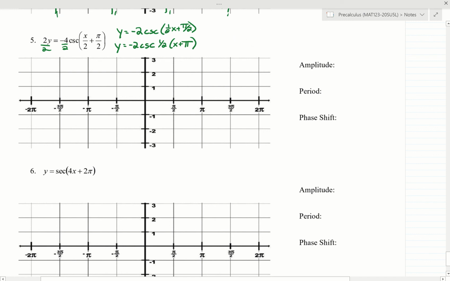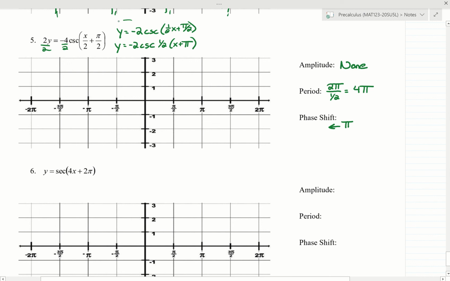Okay, so let's take a look at this. The amplitude for anything that's not sine or cosine is none. The period, well, normal period of cosecant is 2 pi. But if you divide that by 1/2, then you would get 4 pi. The phase shift, once we have the 1/2 factored out, it's easy to see our phase shift goes to the left, pi radians.